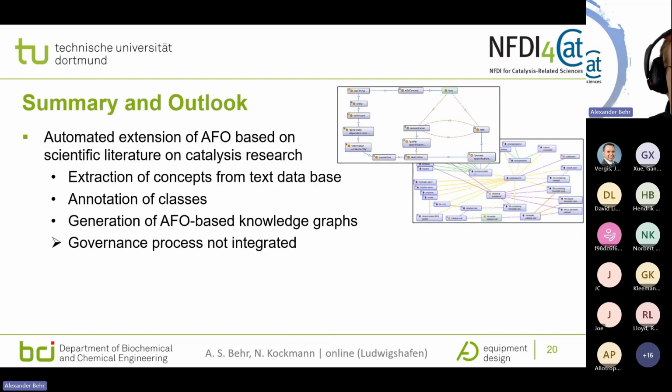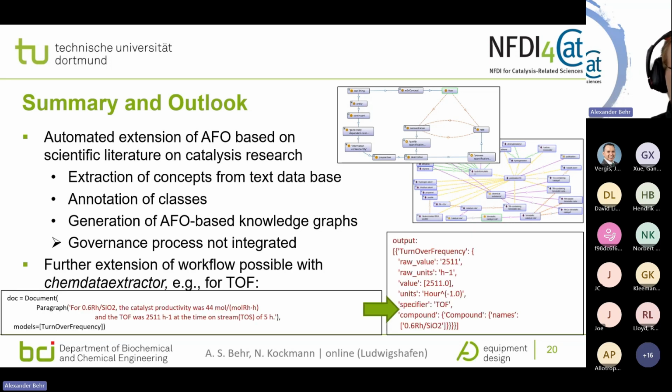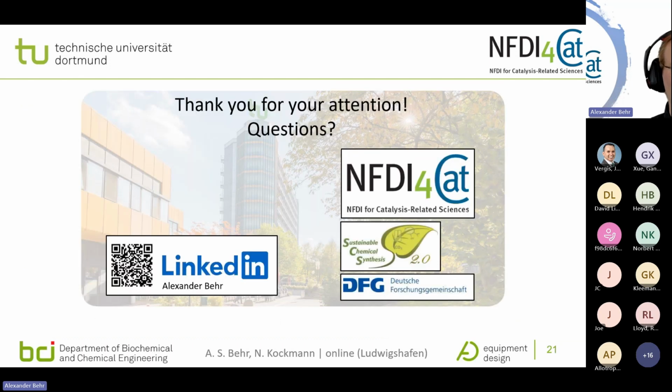Finally, to summarize this talk, I not only presented to you the automated extension of the Allotrope Foundation Ontology based on the scientific literature, but also extension of concepts from the text database, annotation of classes, and so on. However, the governance process is not integrated yet. As you might have noticed, we just did this with the Allotrope Foundation Ontology without having it reviewed yet. Further extensions might be, for example, to use the package ChemDataExtractor to extract also other data like the turnover frequency number, which is also important for catalytic sciences. With this, I would like to close my talk, and I'm open for questions. Thank you.